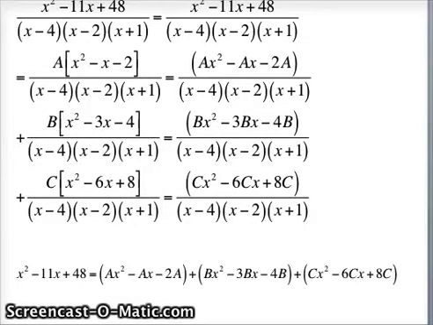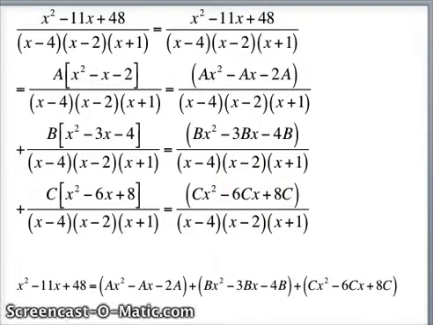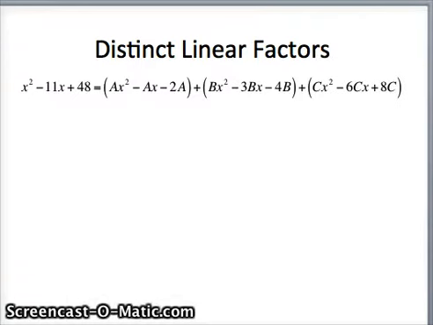We're going to go ahead and recognize that these numerators have to add up to the same thing. So the first numerator is x squared minus 11x plus 48. It has to equal this numerator plus this numerator plus this numerator.